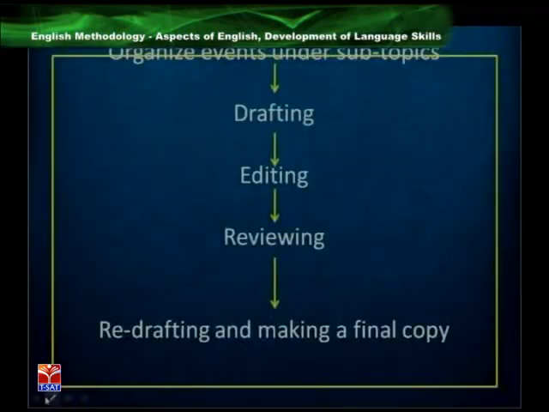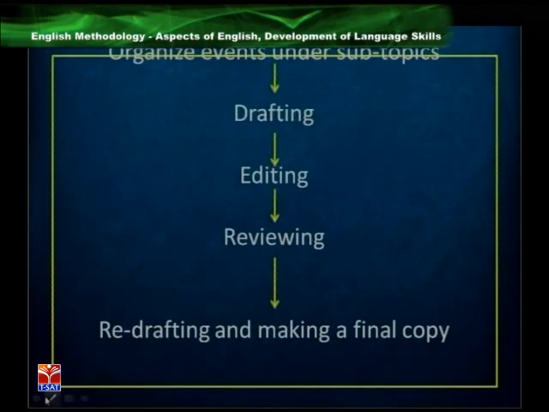After this, the organization of the events under the subtopics. Whatever topic you selected, for that we have to organize events: what type of events you are going to plan and what type of topics are related to that should be very clear to the writer. And the next one, when it is clear to the writer, they go into the drafting part. So, this drafting is very important, and the next one is editing.